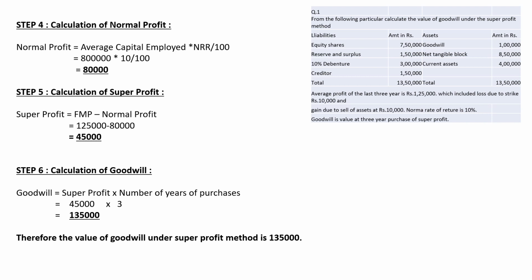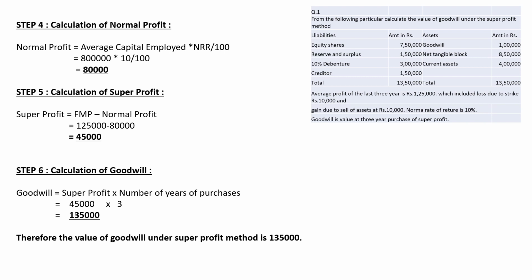So we'll get 1,35,000 as an answer, which is our goodwill. Therefore, the value of goodwill under super profit method is 1,35,000. Okay, so this is your final answer.